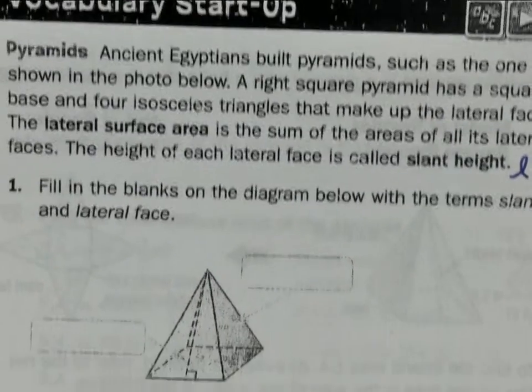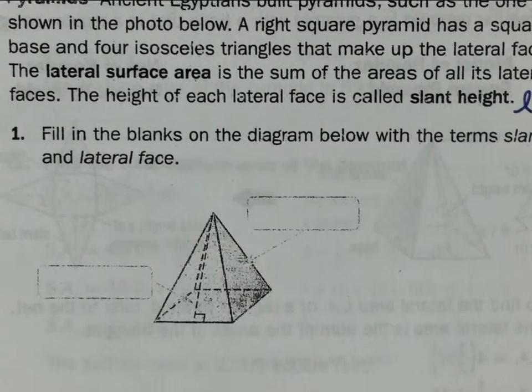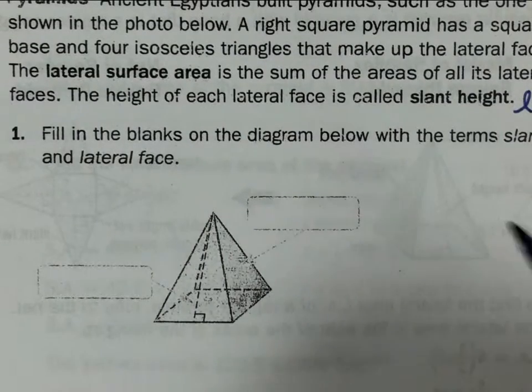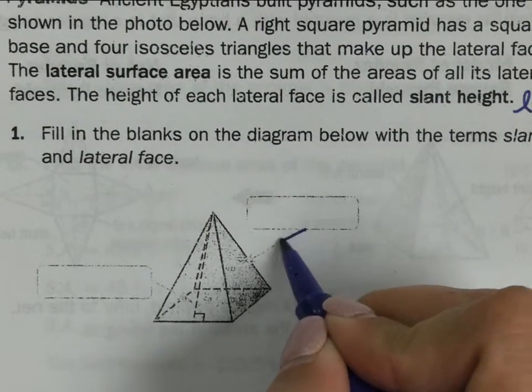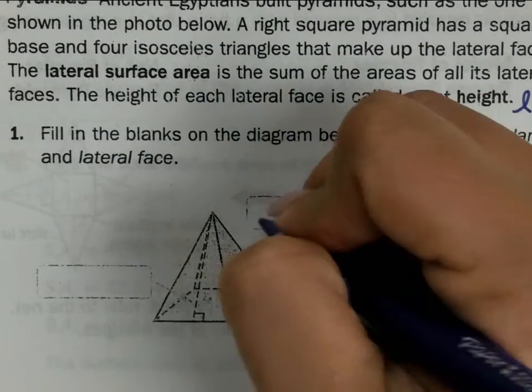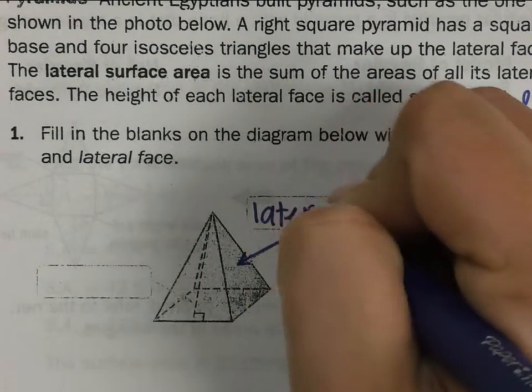So if you have your pyramid, your lateral faces are all, like if I have my pyramid right here, they're all these faces. So this triangle, this triangle, this triangle, this triangle, and then your base. So those are your lateral faces. So this line, I know it's kind of hard to see where it's pointing. It's pointing right there. That is going to be a lateral face.